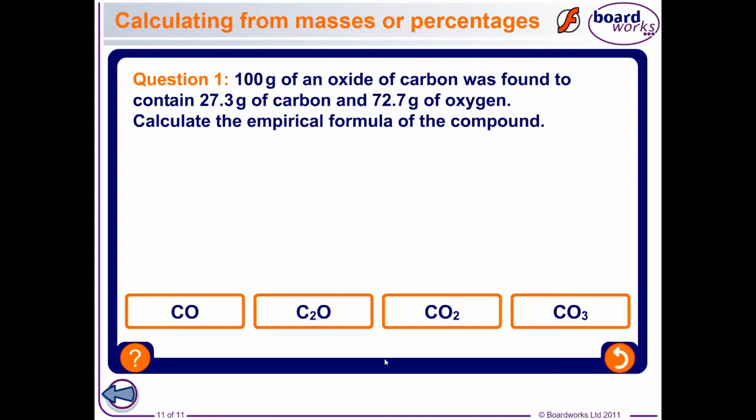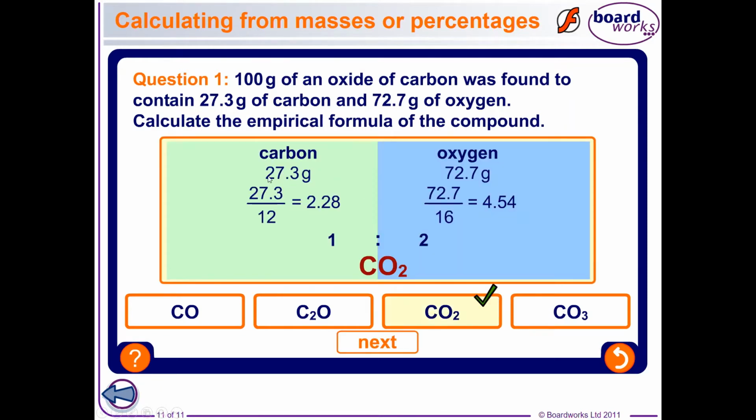So hopefully you've done that now, and hopefully you've worked out that the formula was in fact carbon dioxide, CO2. As you can see, you put the mass there, you divide it by the relative atomic mass, and you end up with 2.28. Over here, we had 72.7 grams of oxygen. The relative atomic mass of oxygen is 16. Again, those values are there in the periodic table, and you will have one of those in the exam, and you get the answer of 4.54.